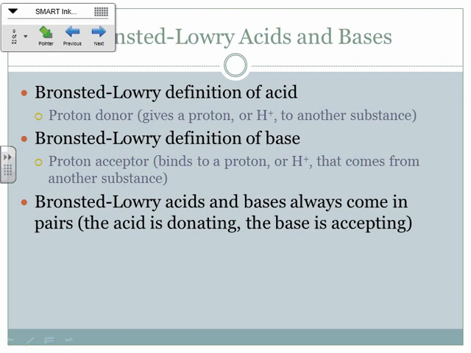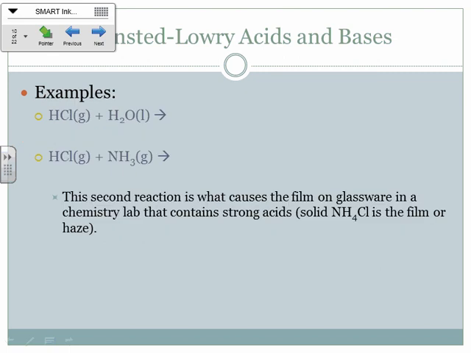Bronsted-Lowry acids and bases always come in pairs. The H plus doesn't just leave something, it goes somewhere. It's kind of like an electron, like we learned with ionic compounds. An electron doesn't just leave a cation for no reason. The reason that it's leaving a cation is so that it can go to an anion. That's the way that works. These pairs, well, we'll get to that in a second. We'll talk about conjugate acid-base pairs. But here's a couple examples.